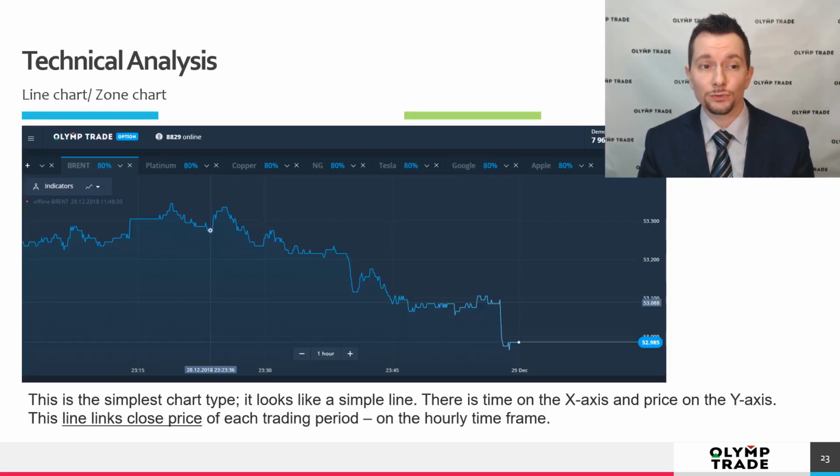Now here, the first one, a line chart or a zone chart, as we have it on the Olymp Trade system. It's the simplest form of chart. It connects closing points together on an x-axis and a y-axis over the course of a trading period, basically. The one that we have here on the screen is a 1 hour time frame of Brent oil.